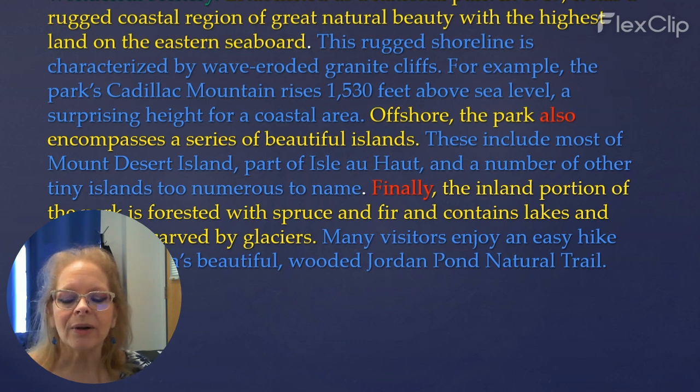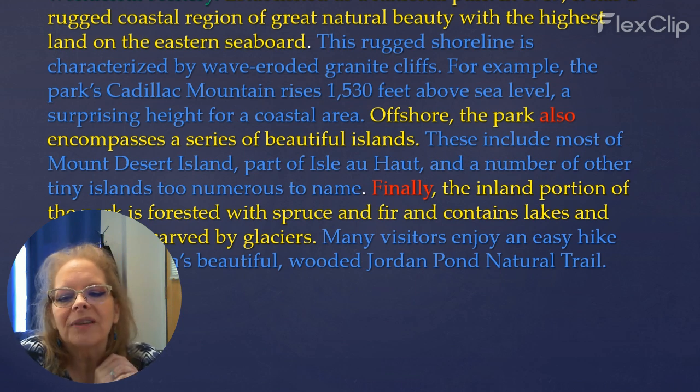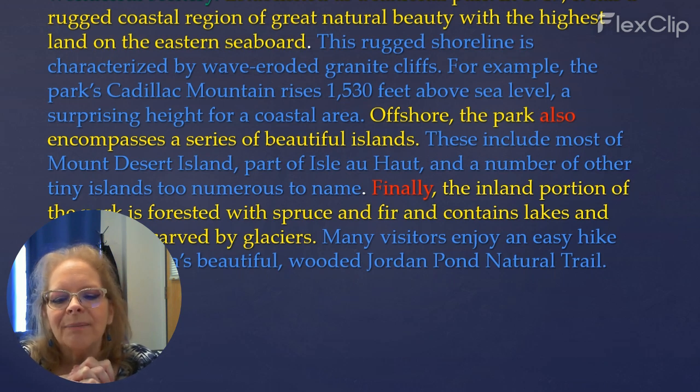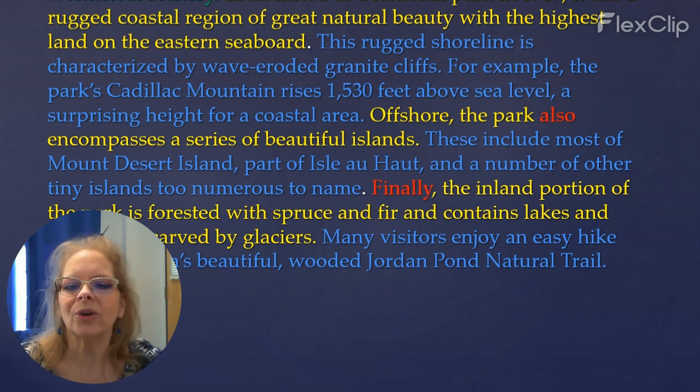Offshore, the park also encompasses a series of beautiful islands. These include most of Mount Desert Island, part of Isle au Haut, I think that's how you say that, and a number of other tiny islands, too numerous to name. Finally, the inland portion of the park is forested with spruce and fir and contains lakes and mountains carved by glaciers. Many visitors enjoy an easy hike along this area's beautiful wooded Jordan Pond Nature Trail.